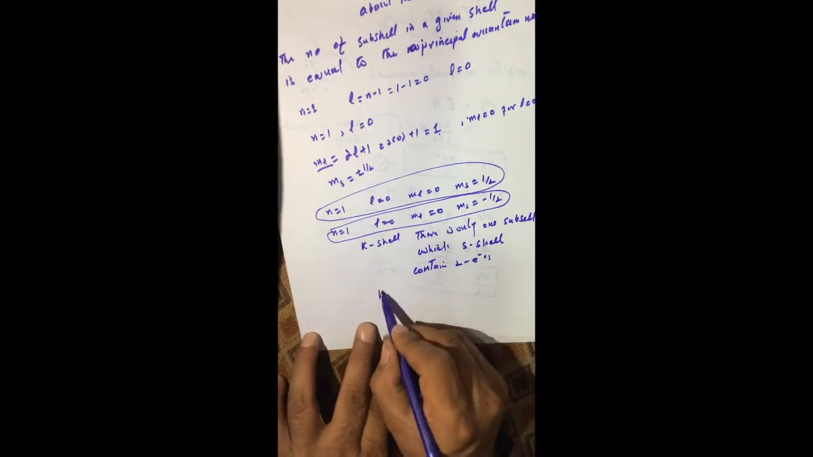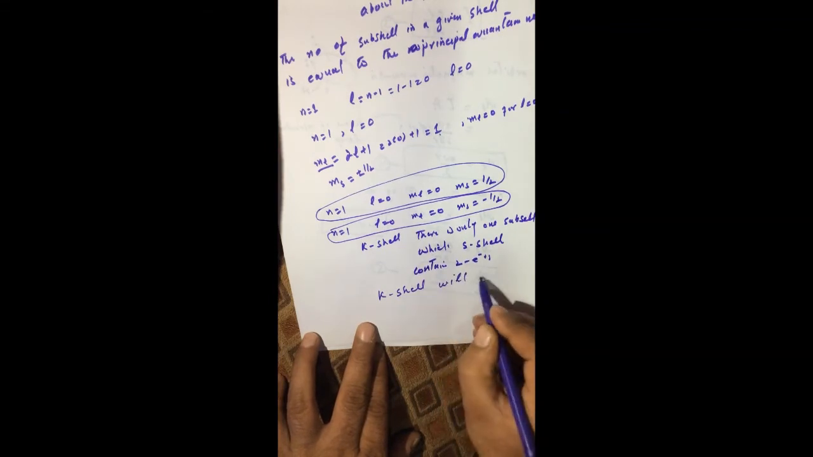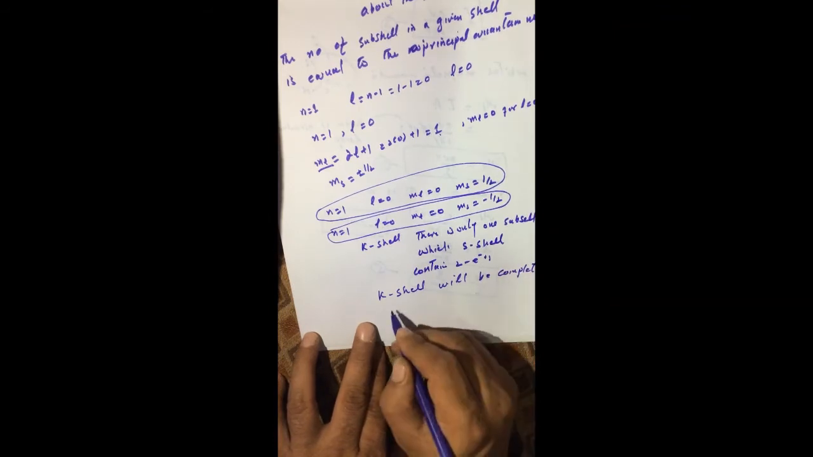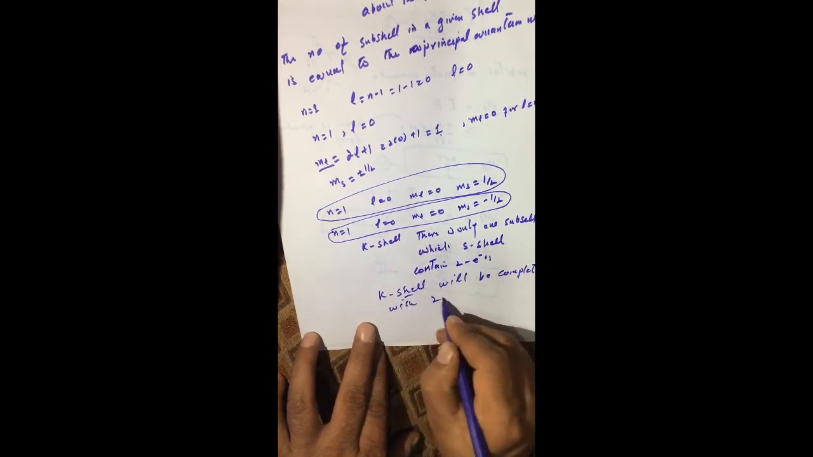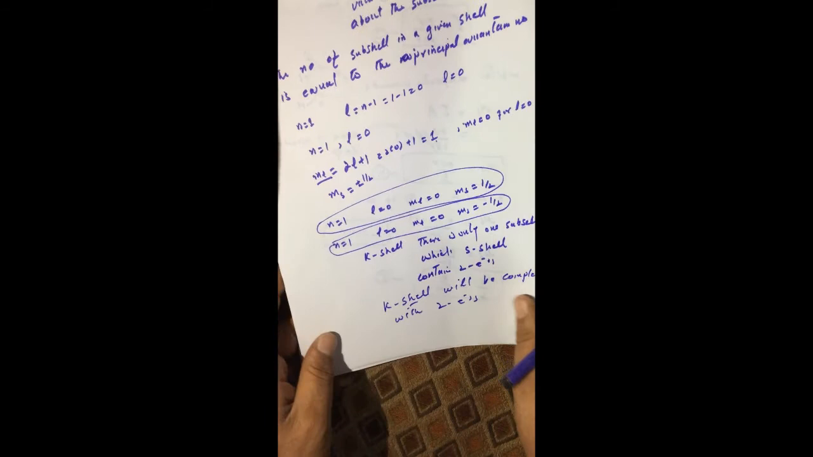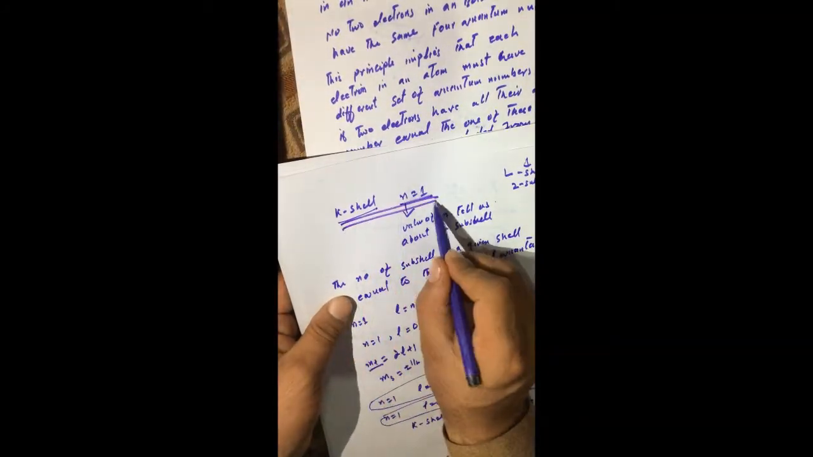So the K shell is therefore complete or closed with two electrons. Now let's move to the next value of the principal quantum number. This was for n is equal to 1.